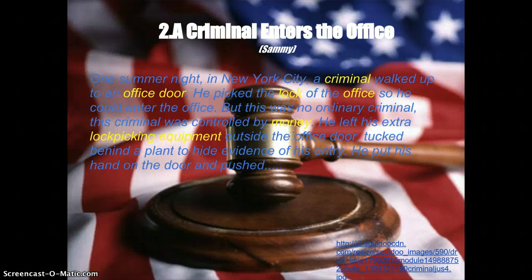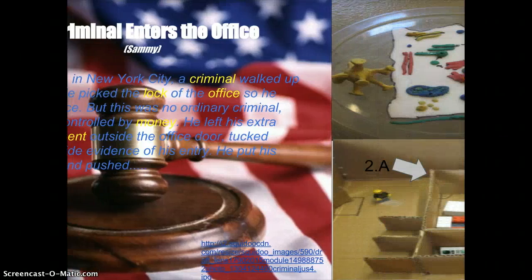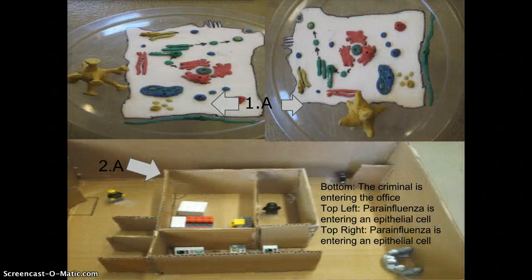So we have an analogy to our parainfluenza infecting epithelial cell. It's a criminal going into an office and making counterfeit money. And so here's our story. One summer night, a criminal goes up to an office. He breaks the lock and gets in. But this is no ordinary robber. This robber is controlled by money.